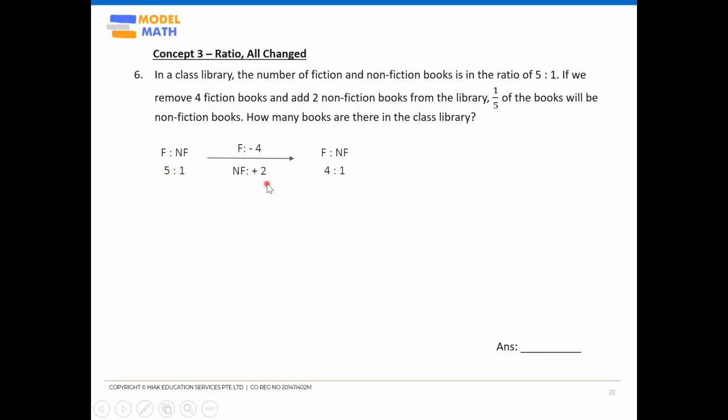Now, what about the total? Will it remain the same throughout? Of course not, because here, -4 plus 2 would definitely disrupt the total from the start to the end. What about the difference? The difference also cannot be the same, because one is minus, one is plus. So nothing stays the same. None of these 4 things stays the same. That means there is no common base between these 2 ratios.